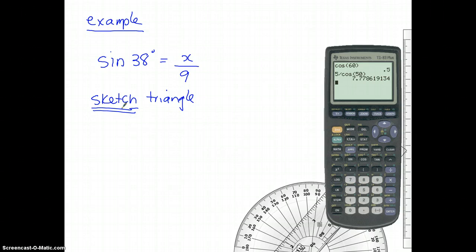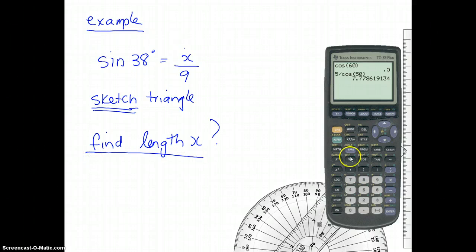We just want to have a look at what this right angle triangle is. Where's the 38 degrees? Where's the x? Where's the 9? Okay, that one, I'd like you to find the length x that we're missing there. How are we going to find that? Can we use some of the tools on our graphing calculator, sine, cos and tan for that?